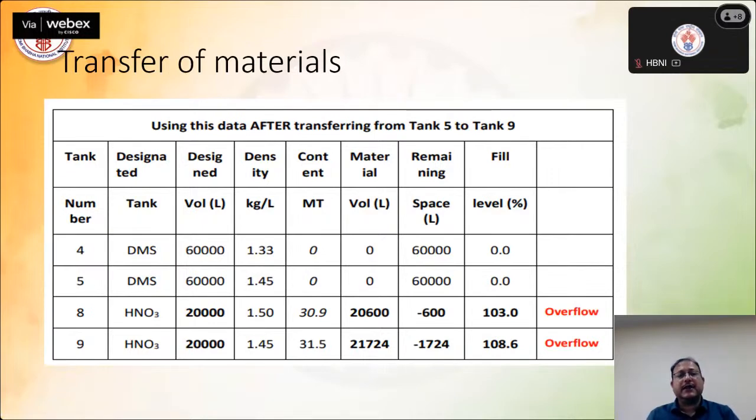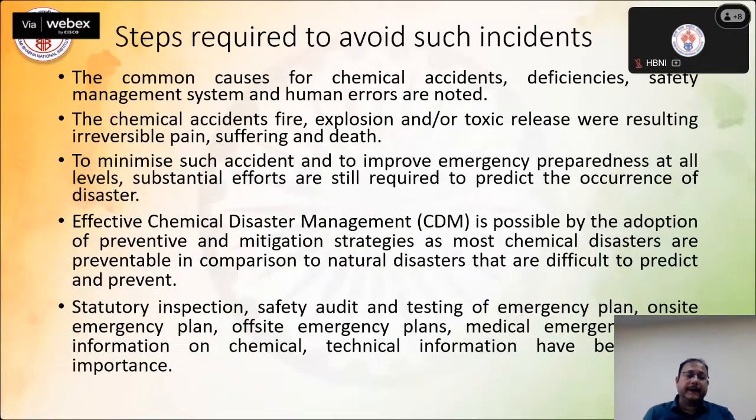As a result, the level increased to 103% and 108.6% and resulted in an overflow in the tank. So you can easily analyze the data for what it was meant for. It was not properly maintained and resulted in overflow of the chemicals, which are incompatible when mixed. Then what will be true? Both are: DMS is basically mono methyl sulfate, and nitric acid, you can say HNO3. So you can very easily correlate the materials. So what are the steps required towards accidents is again a concern.